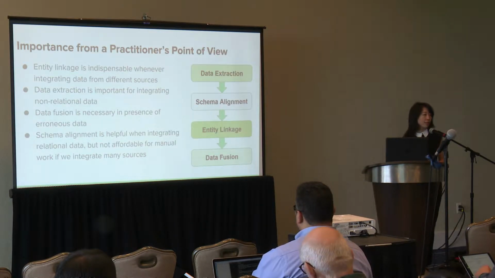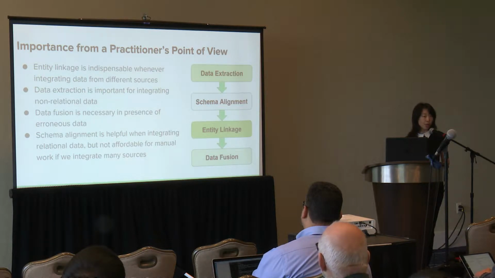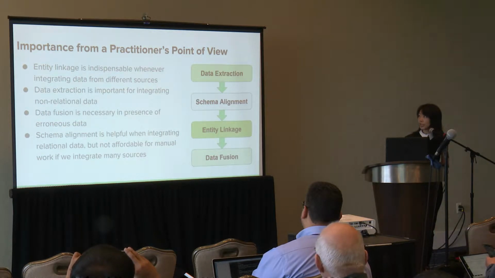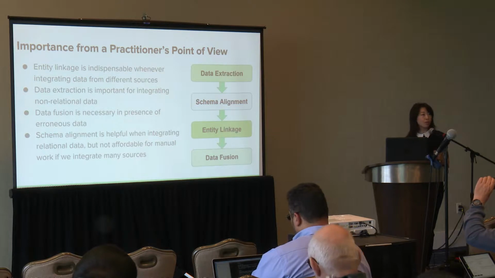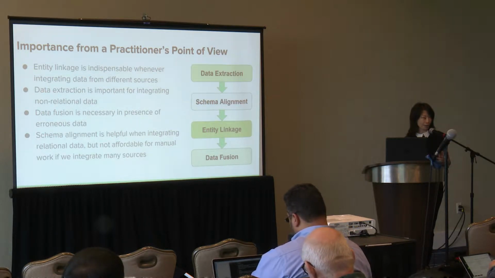So all of these components are very important for building an end-to-end data integration system. But here, let me put my practitioner's hat on and tell you what is more important from a practitioner's point of view. In other words, if I have limited resources, limited people, and I want to build such a system, where would I invest upfront? And where would I wait? So the most indispensable part is entity linkage. You just cannot live without it when you need to integrate data from multiple sources. This is because different sources can have overlapping information about entities, and you need to align them together.